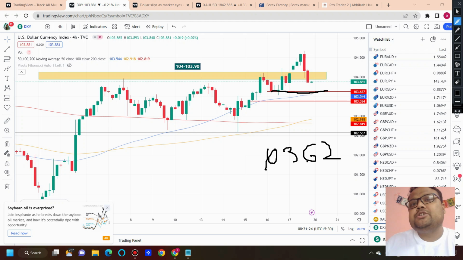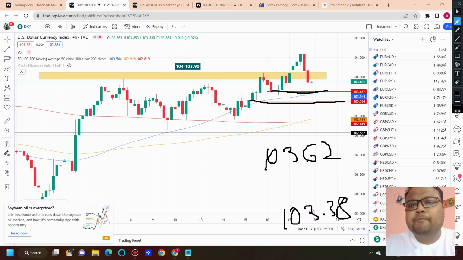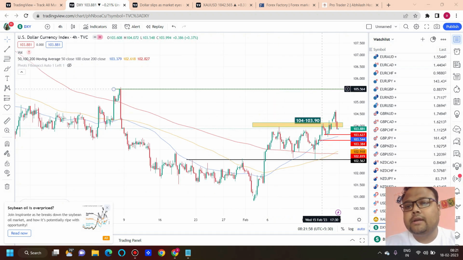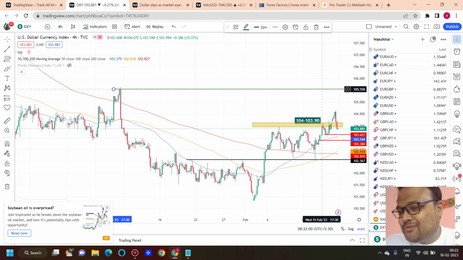And if the selling pressure is too high, then obviously 103.62 will not be able to hold the market. In that case, the next support will be around 103.38. This is the second support. So these two are the supports on the chart of DXY right now. And if we see market going up again, then well and good, probably DXY will continue the uptrend, and this is just a part of the correction. Okay, and as I already mentioned, the next big resistance on the chart of DXY is around 105.50. Okay, but that level is quite far away right now.